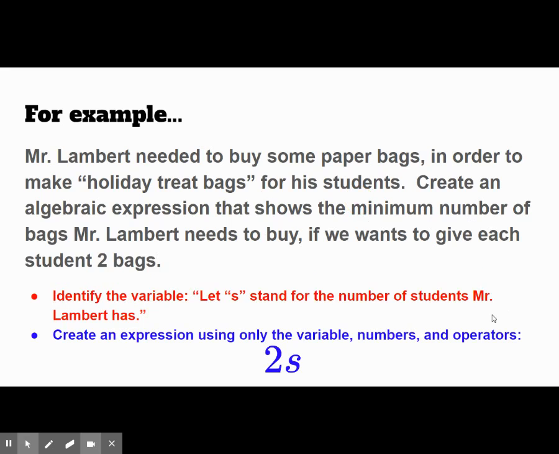Number two, I'm going to create an expression using only the variable, numbers, and operators. So again, I can have multiplication, division, addition, and subtraction. I can have all those things. I can have exponents. I can have things in parentheses, but I'm only using those and my variable. So in this case, to find out how many treat bags I need, I would use the number of students, which is S, and if I want to give each student 2 bags, I'm going to multiply S by 2, and that would give me the number of bags that I need. So 2S could stand in for the number of bags that I would need if S stands for the number of students that I have.